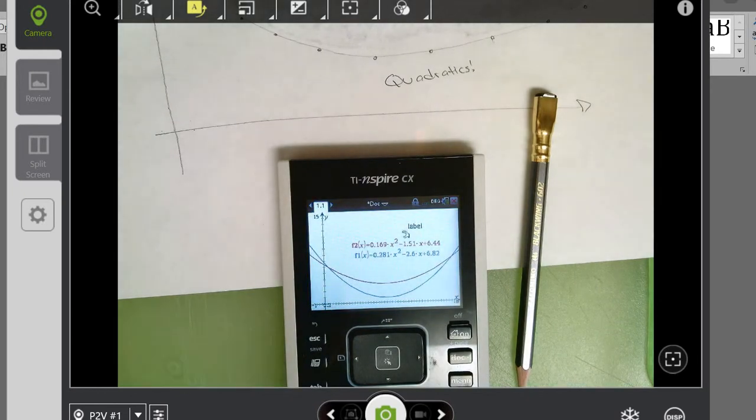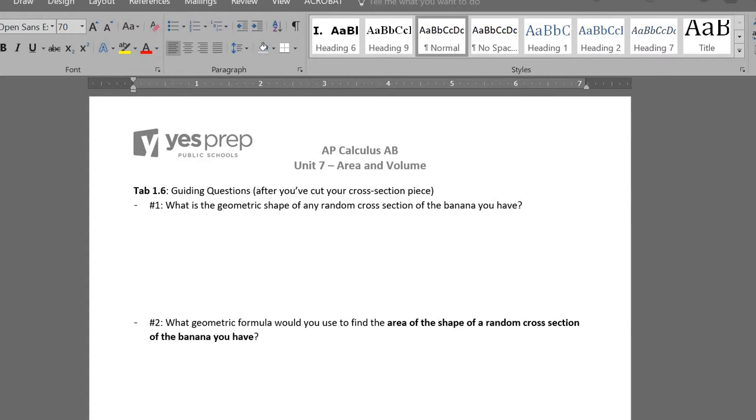There we go. Okay, so you should see these 2 graphs. Now what we're going to do is we're going to answer a few questions in our notes. So if you look at your notes, in your notes it says for the first question, what type of cross sections does your banana have?